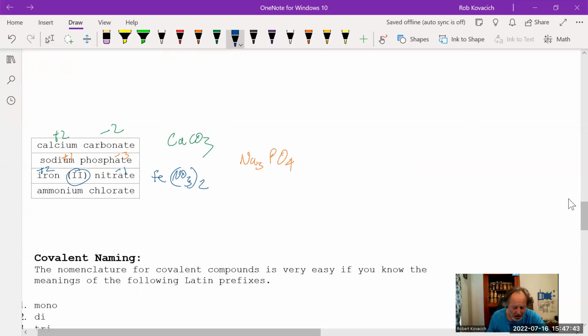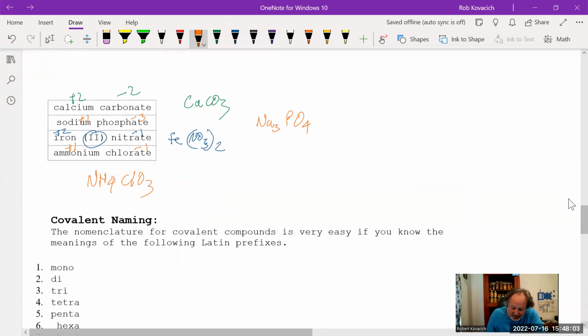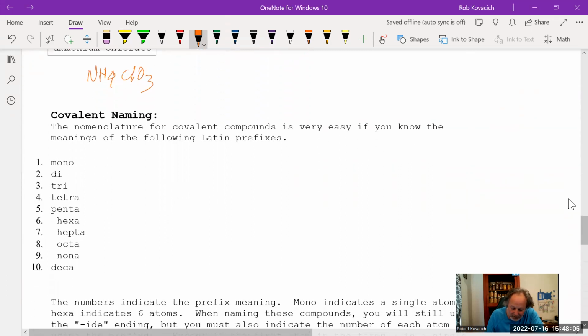And then the last one. The ammonium has a charge of +1 and the chlorate has a charge of -1. So I just need one of each. So NH4 and ClO3 and I'm good to go. And that's it for my ionic nomenclature. I wish the ionic nomenclature was as easy as the covalent nomenclature, but I'm sorry, it's not.